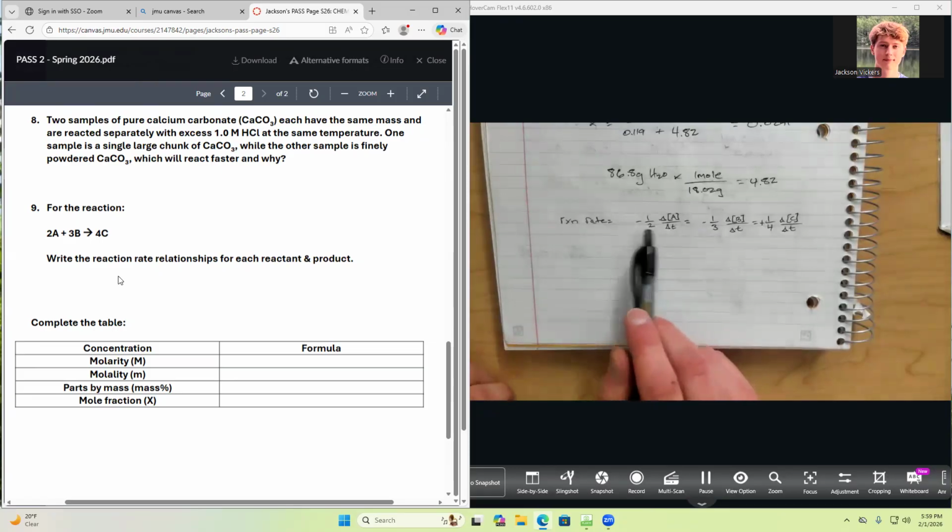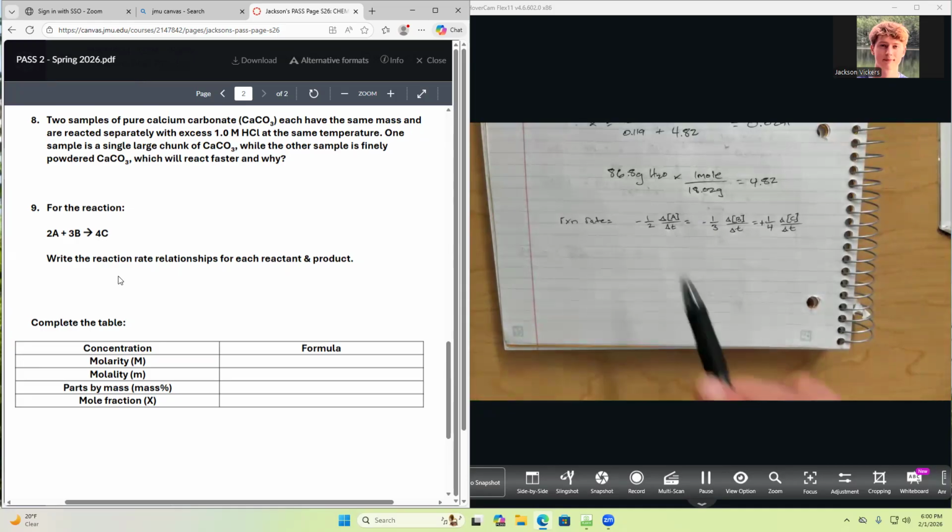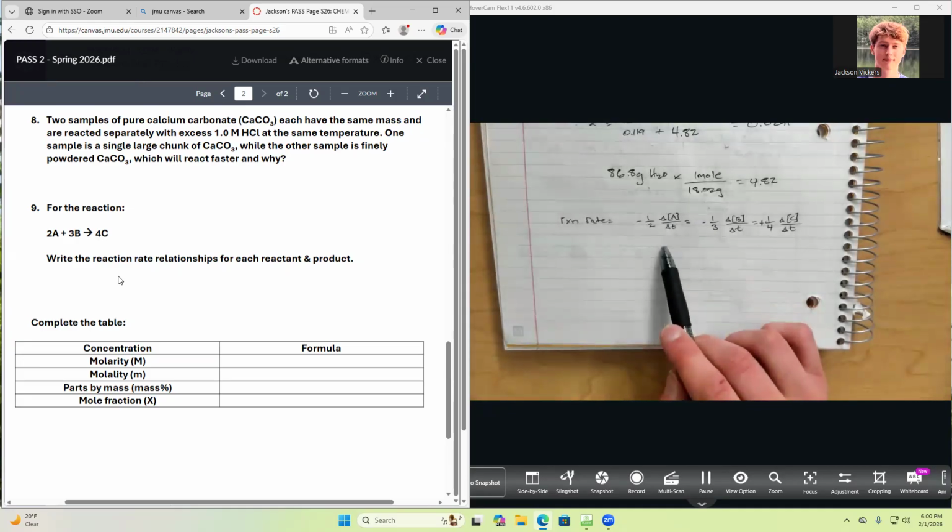So the reactants are always going to get a minus in front of them because they are disappearing as the reaction takes place. There's a way you can kind of conceptualize this. I wouldn't even bother. All I would memorize is that it's always going to be 1 over that coefficient.